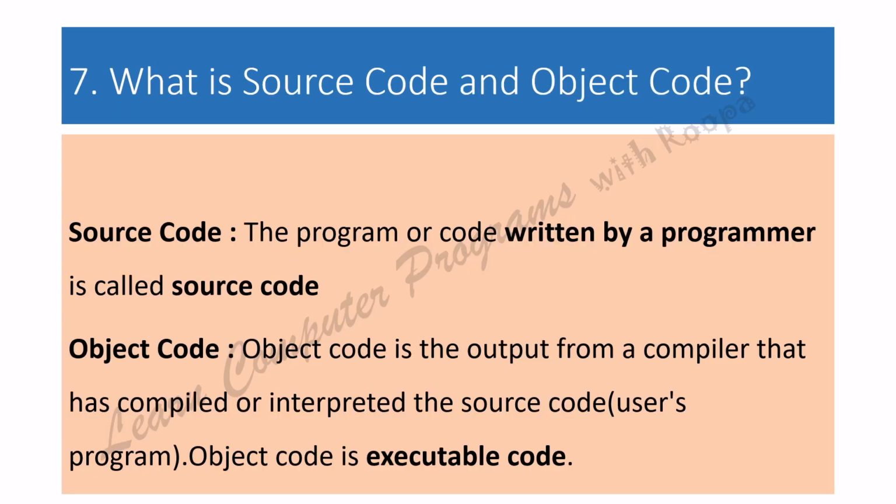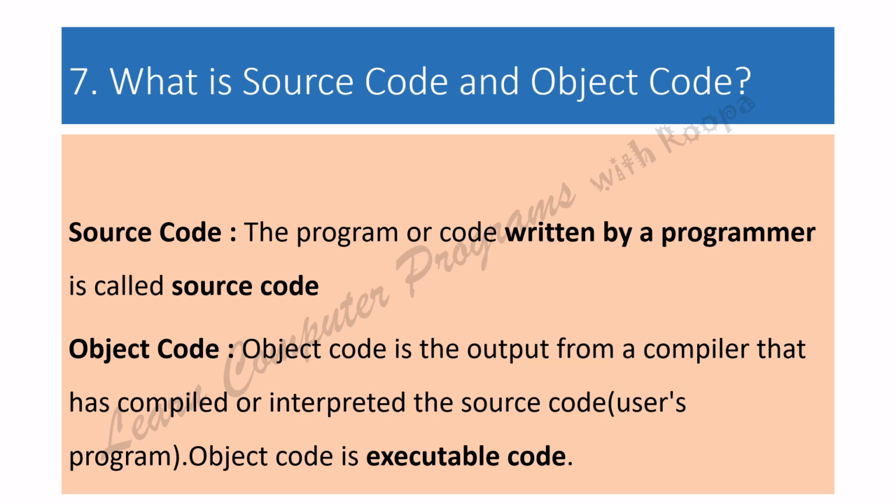What is source code and object code? See, what does the word source mean? Source means where something started, where it has come from, isn't it? So you, as the user, are the source who has written the program, or you become the programmer. So the program or code written by a programmer is called source code. What is object code? Object code is the output from the compiler that has compiled or interpreted the source code.